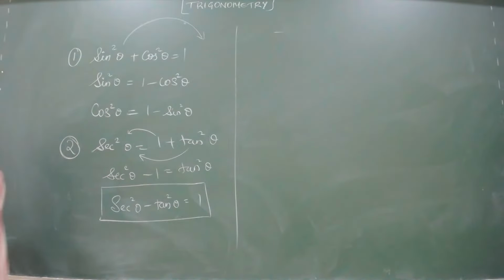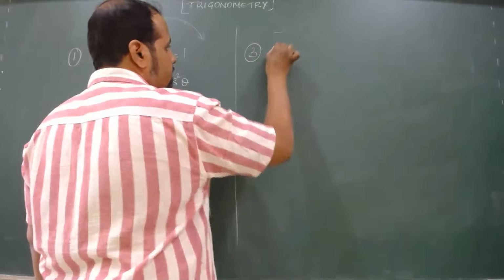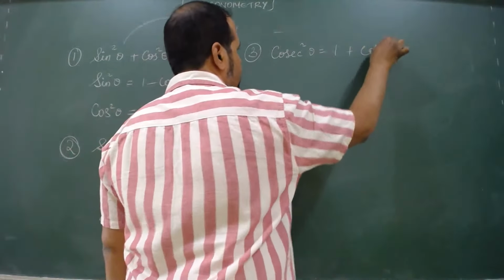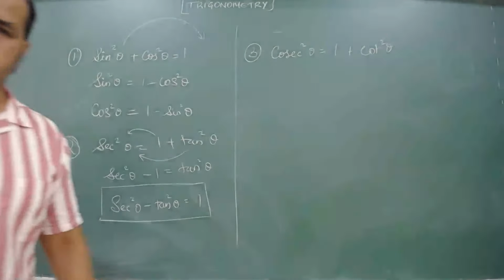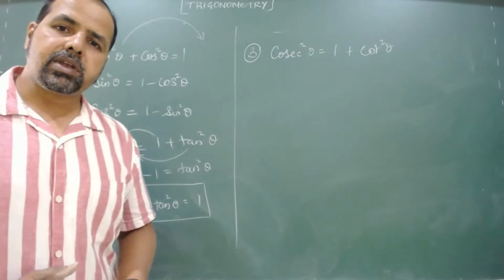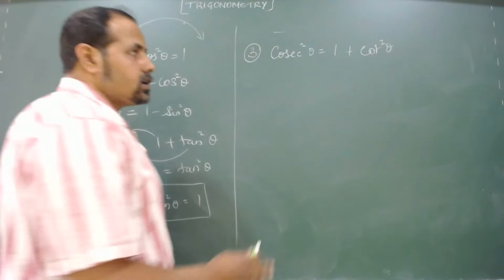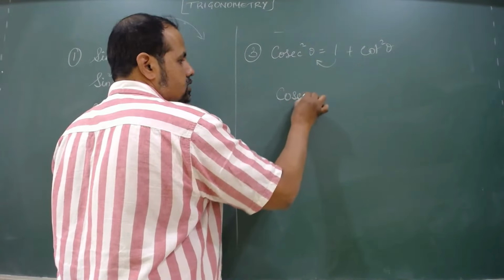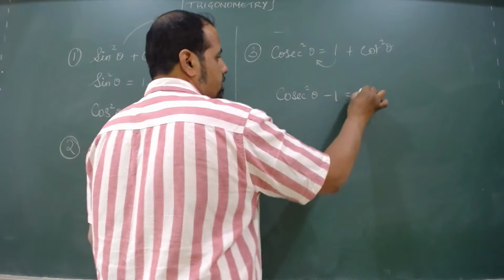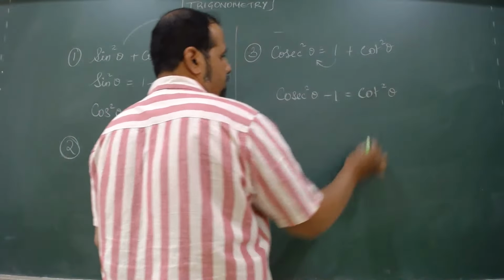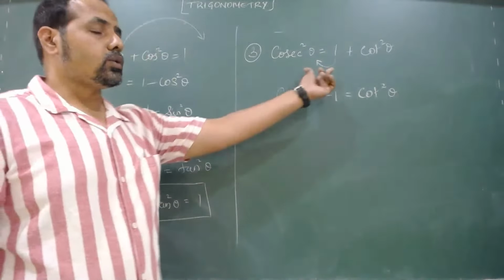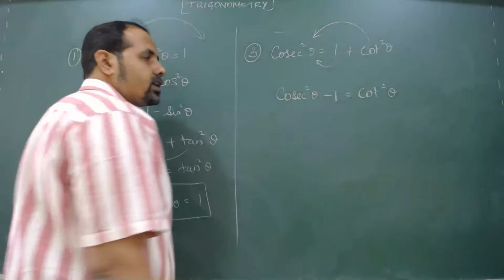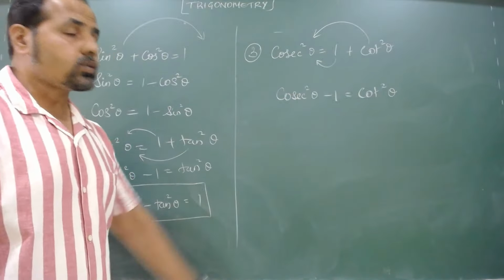Now let me move on to the third identity. Cosec square theta is equal to 1 plus cot square theta. Again, the third identity can be rewritten in two different ways by shuffling the terms towards the RHS or LHS. Look here. Cosec square theta minus 1 is equal to cot square theta, if I transpose 1 towards the LHS.